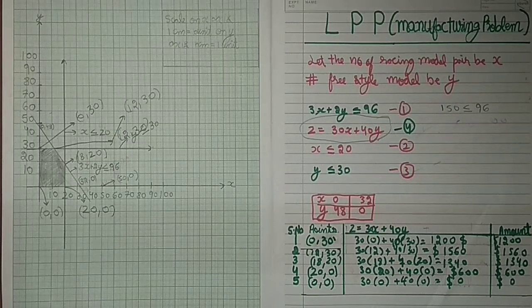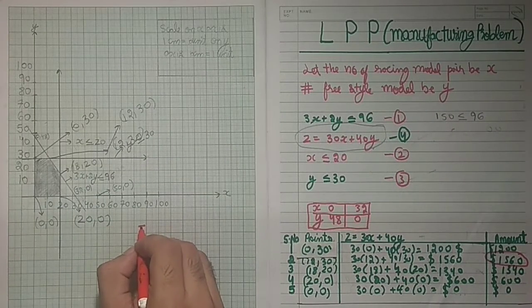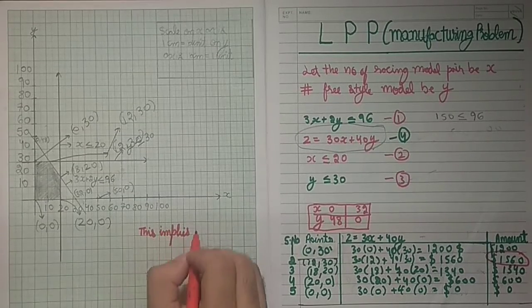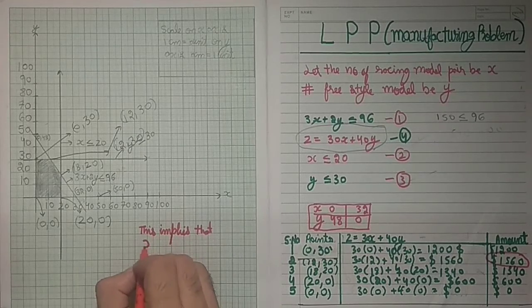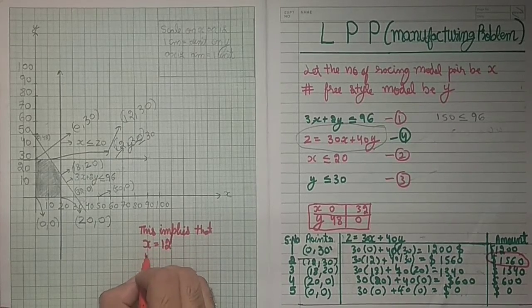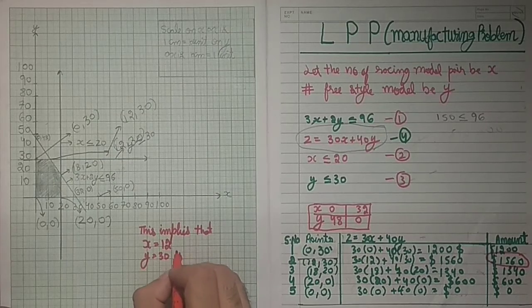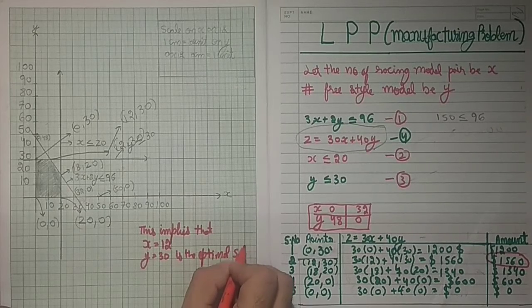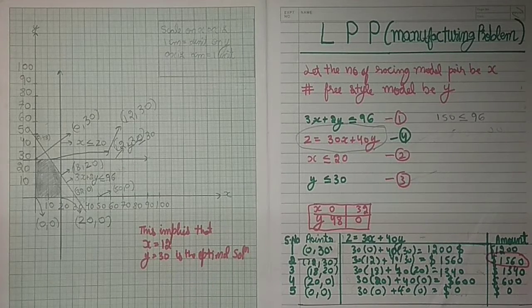Now if we look at the amounts carefully, 1,560 is the maximum among all these amounts. This implies that x equals 12 and y equals 30 is the optimal solution. Hence 12 pairs of racing models and 30 pairs of freestyle models is the required number.